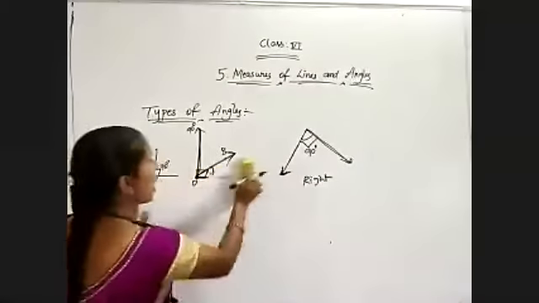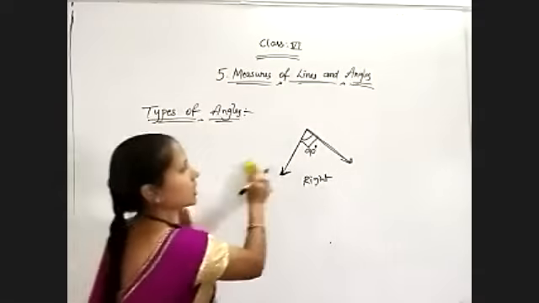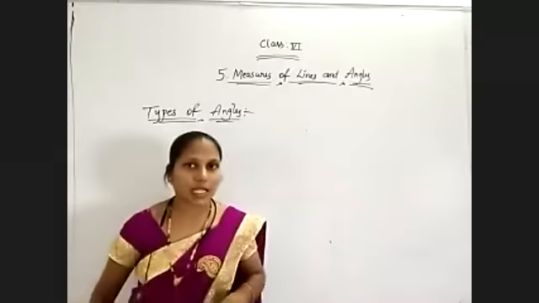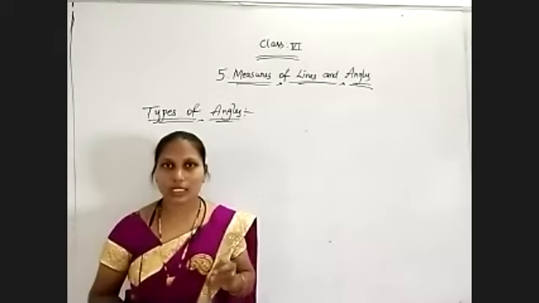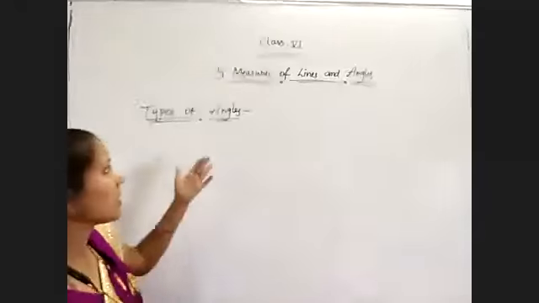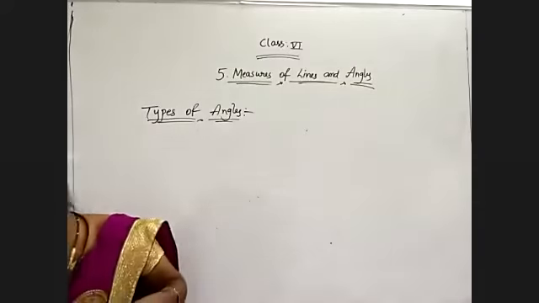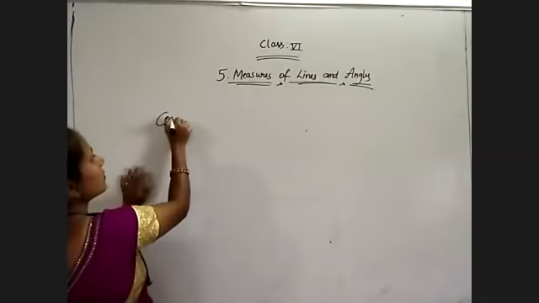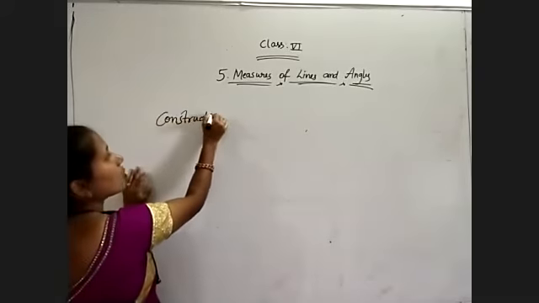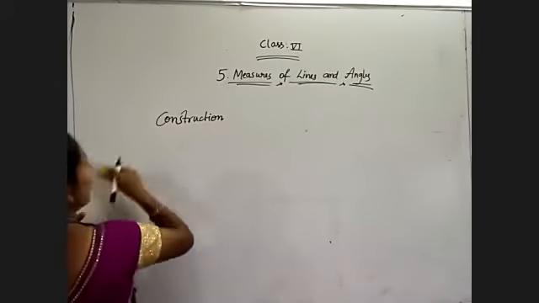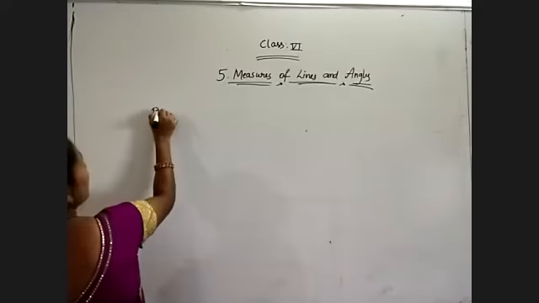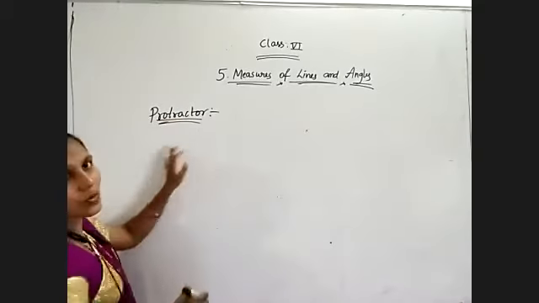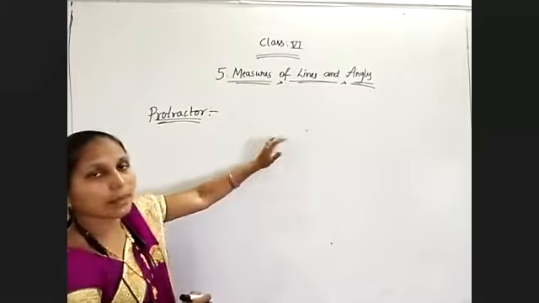And before that, how to construct the angles and which instrument we are using. Now I hope you know what the different types of angles are. So total 7 types of angles we have: acute angle, obtuse angle, like that. Now just observe which instrument we are using to construct the angles. Construction of angles, and how to construct also. So protractor, about protractor I am explaining now. Protractor, which we use to construct the angles and measure the angles.